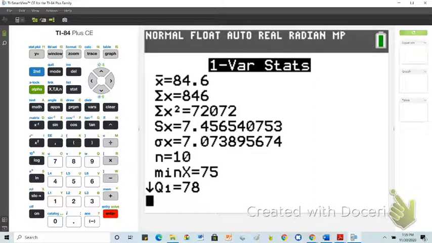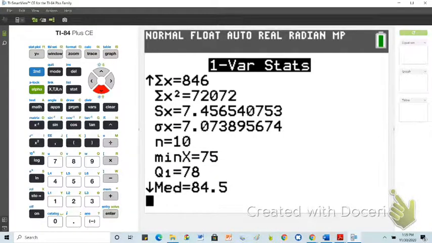So my mean for my data set is my X bar, so it's 84.6. And then I can arrow down to find my median, which is 84.5. So that is how we do our one variable statistics for our mean, median, and mode. Let's move on to box and whisker plots.